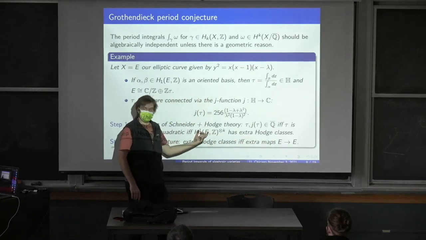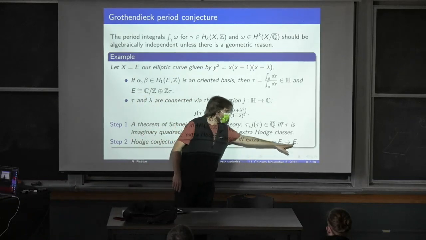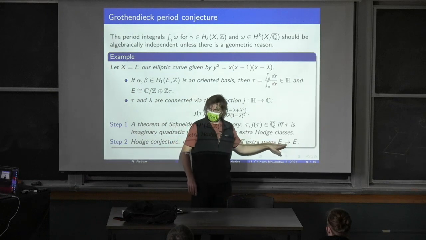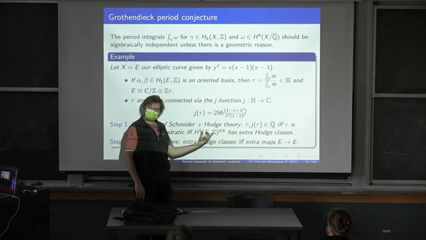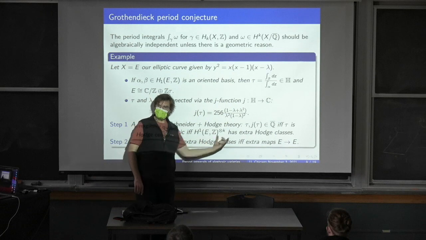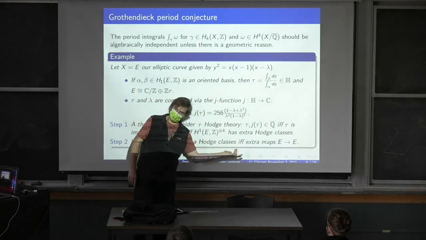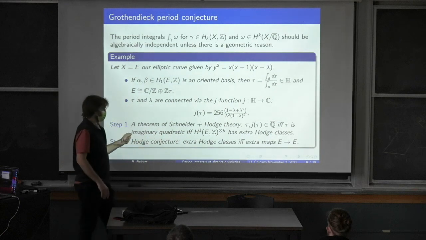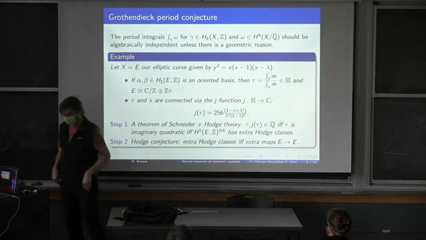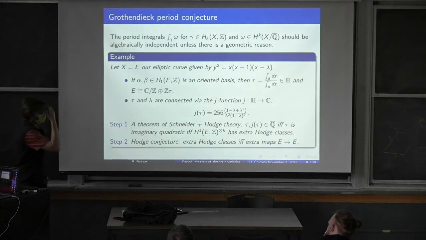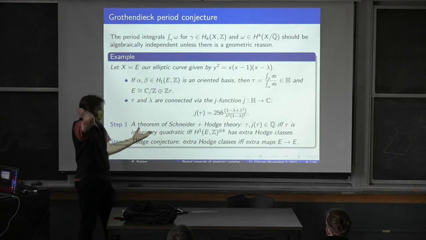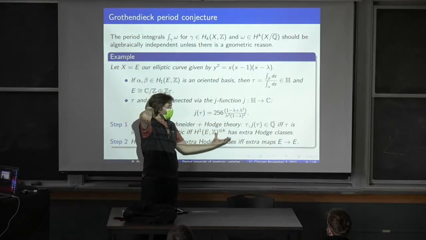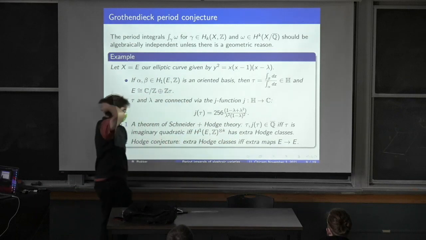The one that's most relevant here is: how do I produce Hodge classes associated to a map? Well, I take the graph of that map inside E cross E, and the second tensor power of H1 of E shows up by the Künneth formula in the cohomology of E cross E, and that's where you find extra Hodge classes when the parameter tau is imaginary quadratic. So, for those who have seen this before, what we're really saying is that something special happens in this context if and only if E has CM.